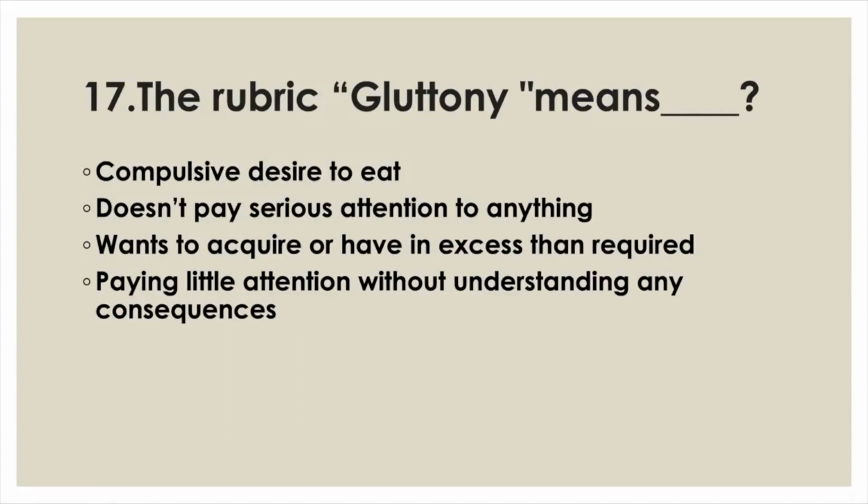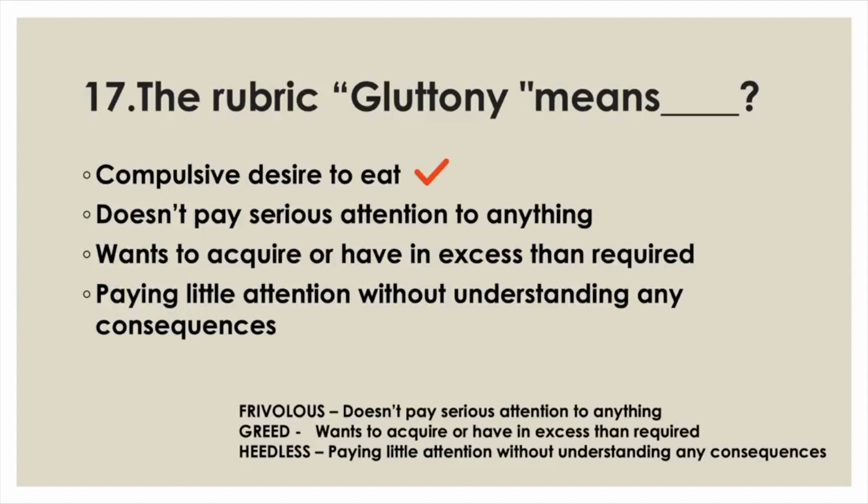The rubric gluttony means. Option A, compulsive desire to eat. Option B, does not pay serious attention to anything. Option C, wants to acquire or having excess than required. Option D, paying little attention without understanding any consequences. Answer, option A, compulsive desire to eat.